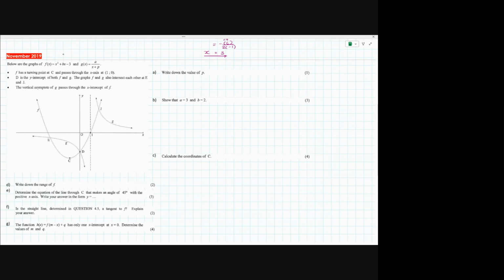Couple things to take note of. I know that the a value here is 1 because I haven't put a variable in front of the x squared, and it's just x squared. A is equal to 1. You don't need to go and work that out. You can assume with 100% certainty it's 1.